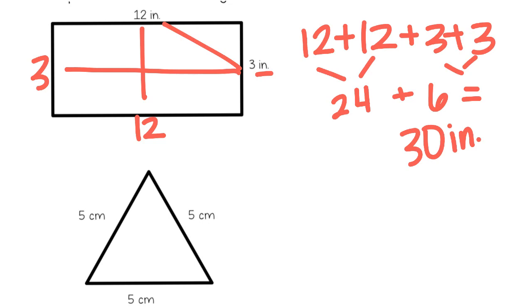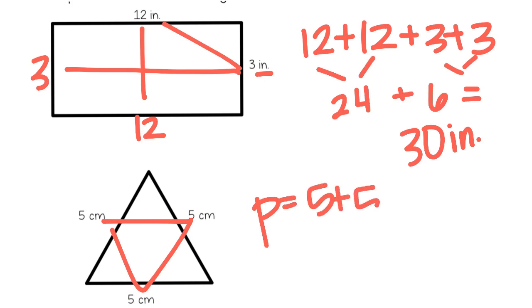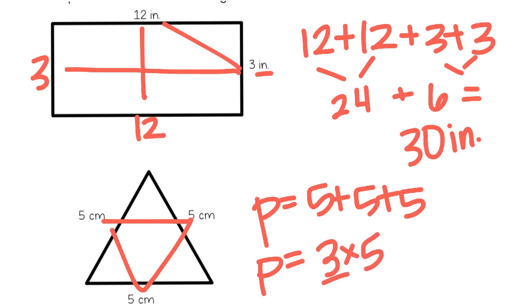Triangles, you do the same thing, but with this one, because this happens to be an equilateral triangle, all 3 sides are the same. So you could do 5 plus 5 plus 5, so perimeter equals 5 plus 5 plus 5. But because an equilateral triangle and a square have sides that are all the same, you could do 3 times 5, because there are 3 sides that have a value of 5. So both would give us 15, and the label is centimeters.